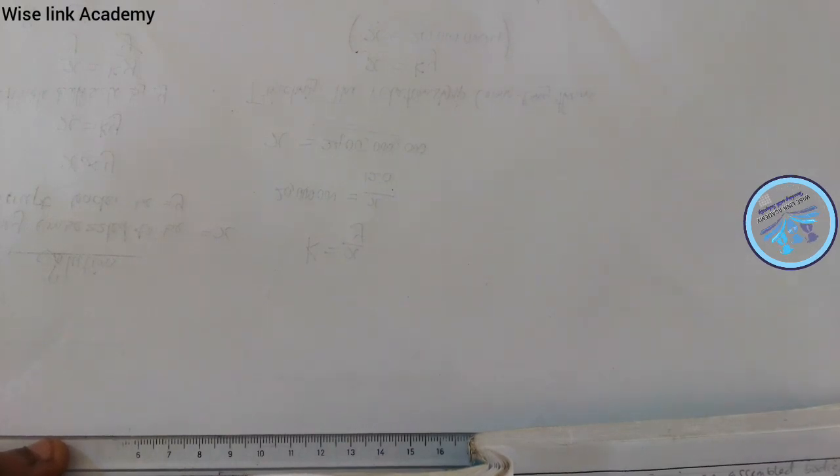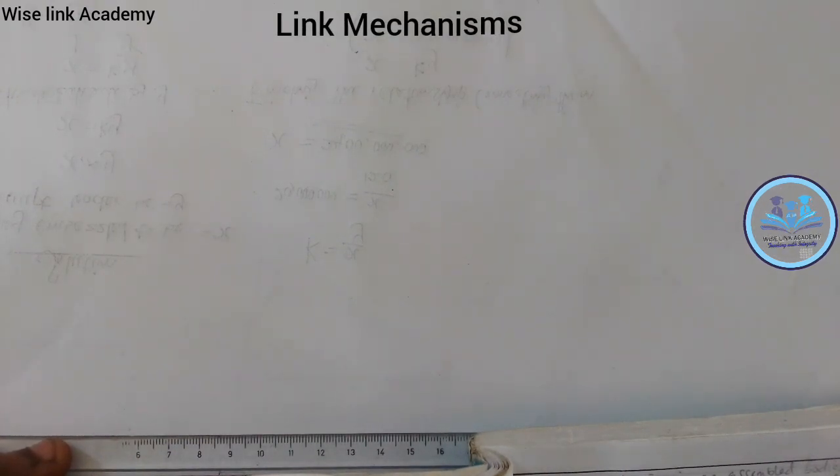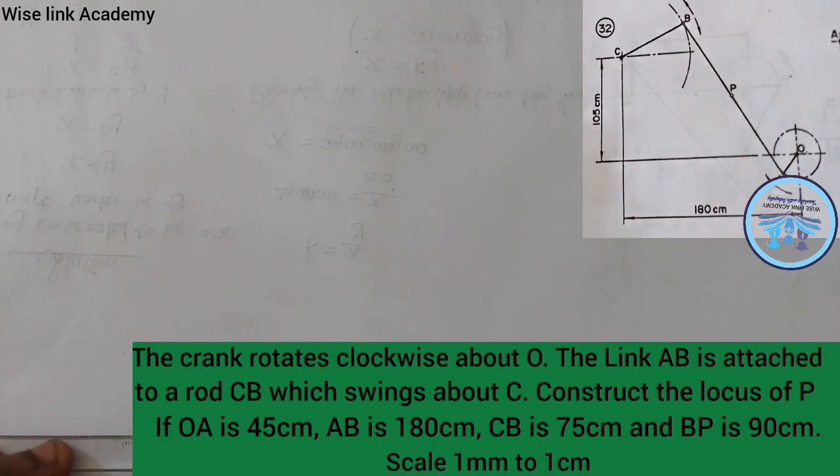Today, we want to look into an aspect called link mechanism. The question and the figure are below, as you can see in the right corner of the screen. The crank rotates clockwise about O. That is, that crank you're seeing, that circular figure, is rotating in a clockwise direction. The link AB is attached to a rod CB.